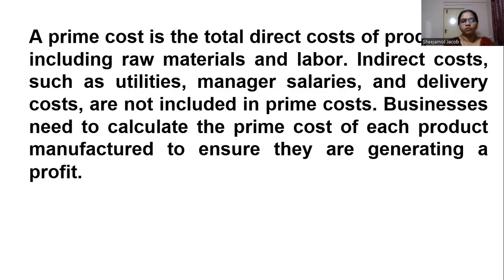So, what is prime cost? It is the total of direct cost of production, including direct raw materials and labor. Indirect costs such as utilities, manager salaries, and office cost, etc., are not included in prime cost. Businesses need to calculate the prime cost of each product manufactured to ensure they are generating a profit. So this is prime cost. Prime cost consists only of direct material, direct labor, and direct expenses.